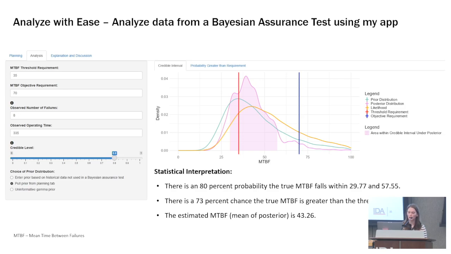What we see from our app, using the posterior distribution, is that there's an 80% probability that the true mean time between failure falls between 29.77 flight hours and 57.55 flight hours, which captures the system's reliability requirement. This is called a credible interval, and that's the area shaded in pink. Additionally, there is a 73% chance that the true mean time between failure is actually greater than that requirement. That's a benefit of Bayesian assurance testing: we can directly compute that probability, which is of interest to us. It would be up to you as the evaluator to determine whether 73% was high enough to say that the system had good reliability.